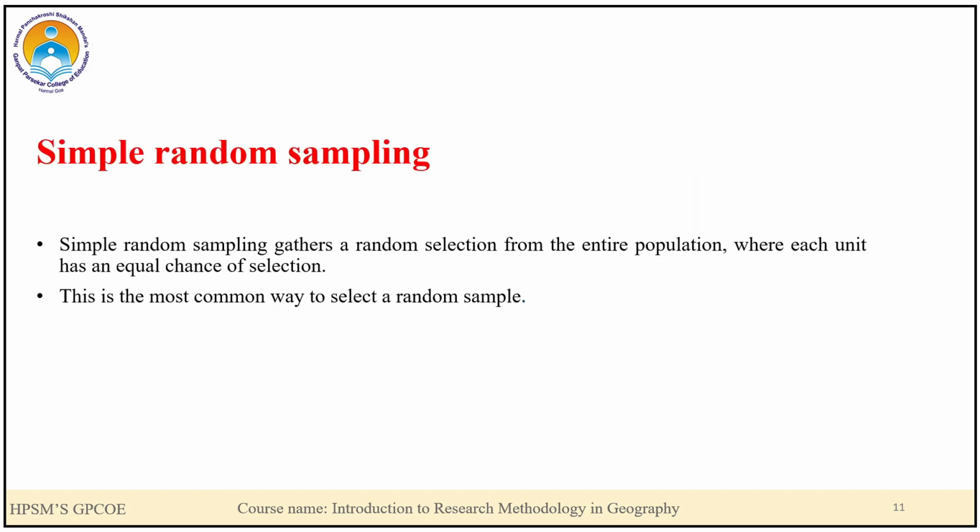Simple random sampling. A simple random sampling gathers a random selection from the entire population where each unit has an equal chance of selection. This is the most common way to select a random sample.